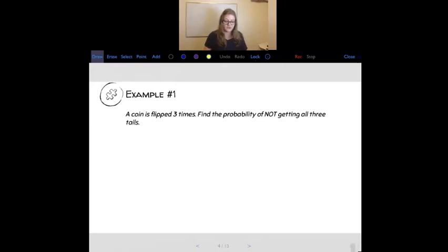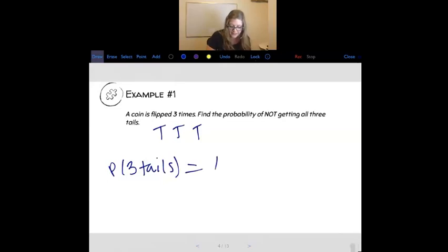Example 1: a coin is flipped 3 times, find the probability of not getting all 3 tails. In order to do this, it might be easier to find the probability of getting all 3 tails and then do 1 minus that to figure out the probability of not getting all 3 tails. When you flip a coin 3 times, there's only one way to get all 3 tails. This is tails, tails, tails. There's one way that can happen.